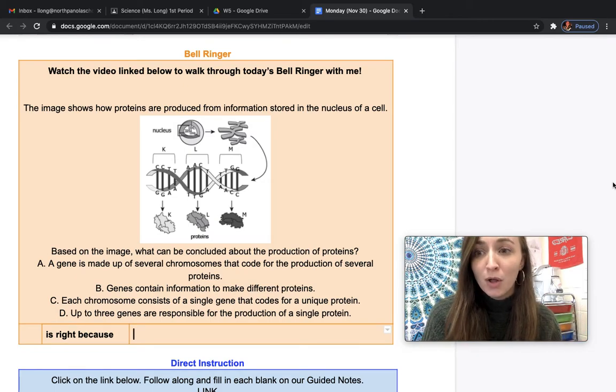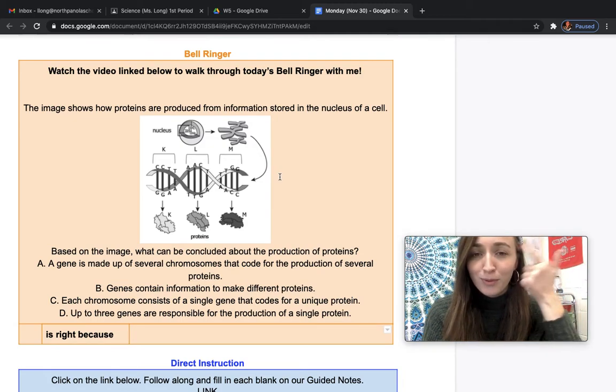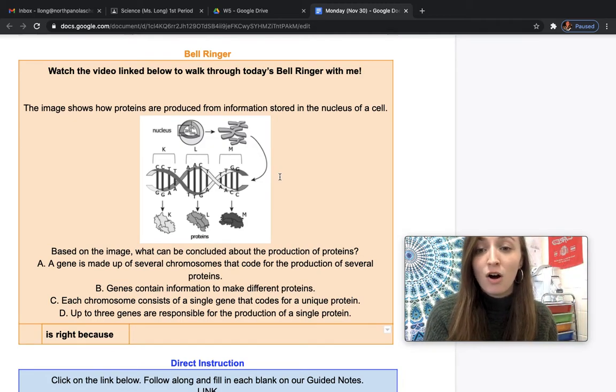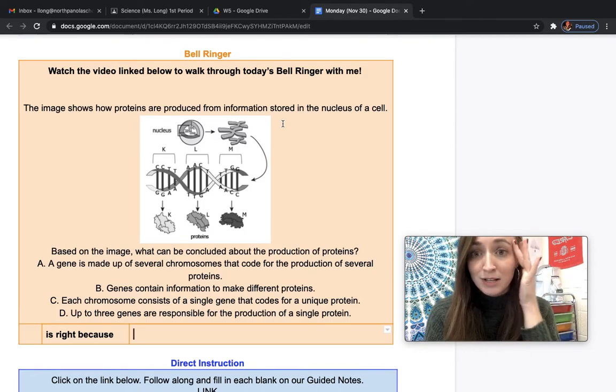Let's do our bell ringer. So what do we've got? It says the image right here shows how proteins are produced from information stored in the nucleus of a cell. So before I even continue, we remember the nucleus, we call that the brain of the cell because it carries all of the information. It knows what the cell needs to do.